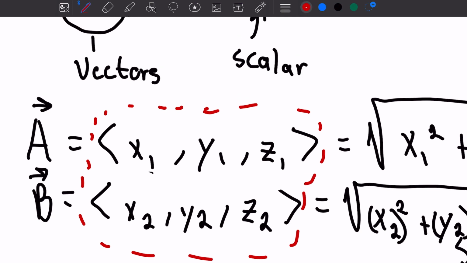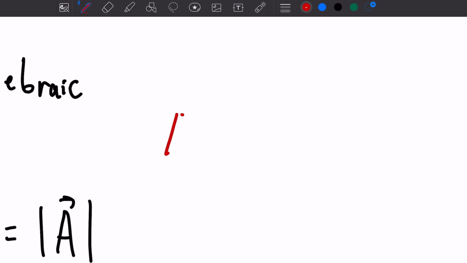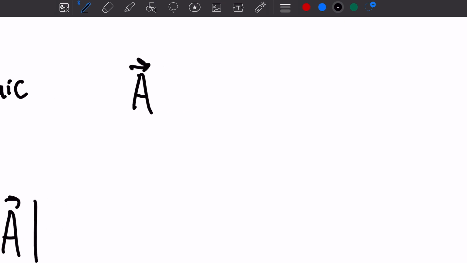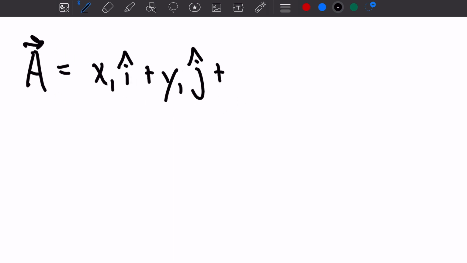But that's going to be one way you could write it. But you could also write the components in this way as well. So again, say we have a vector A, we'll write it as x1i plus y1j plus z1k.